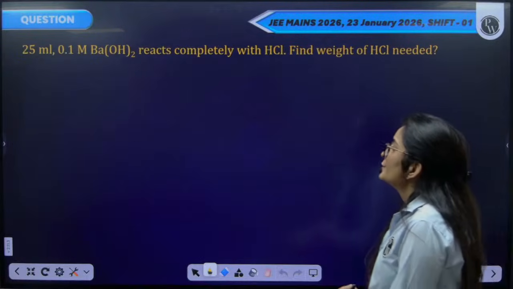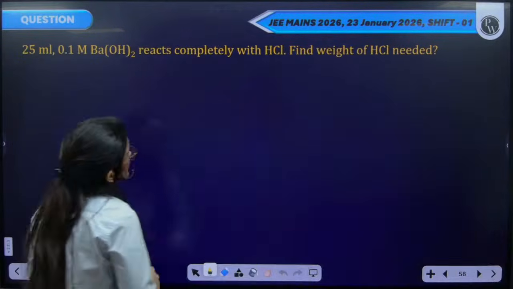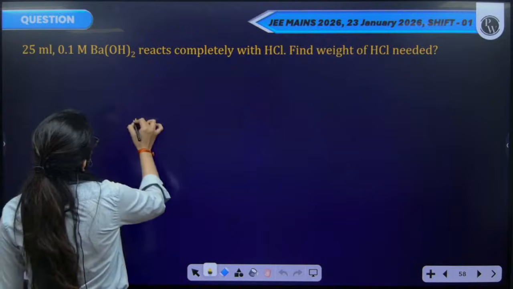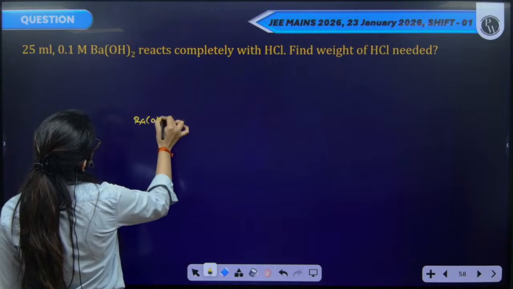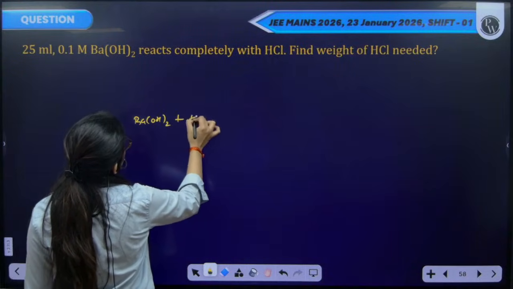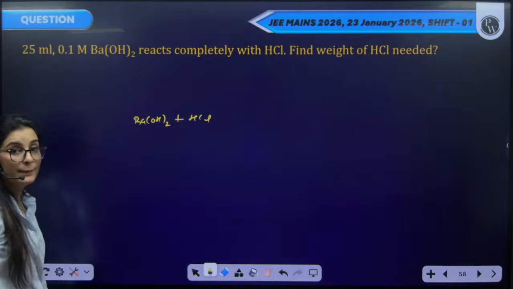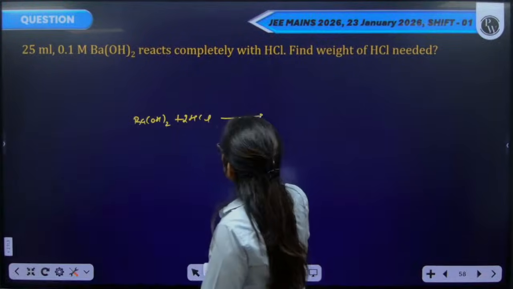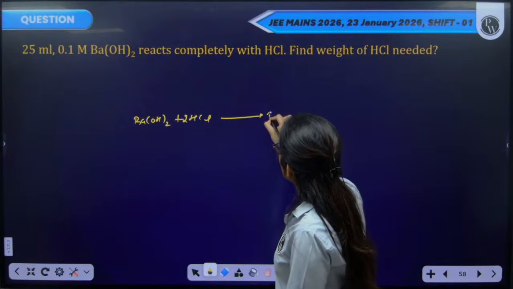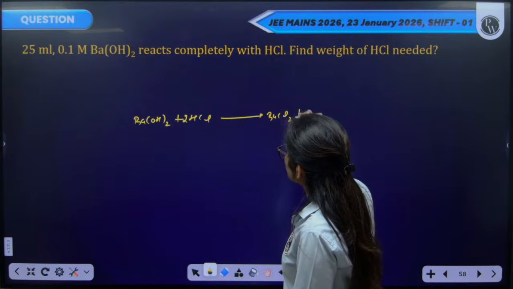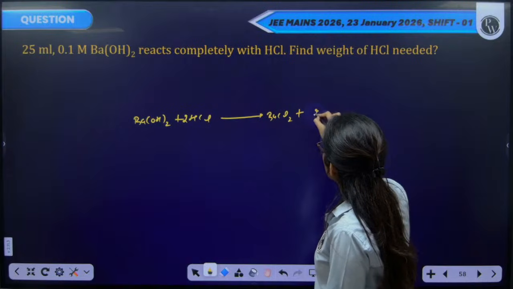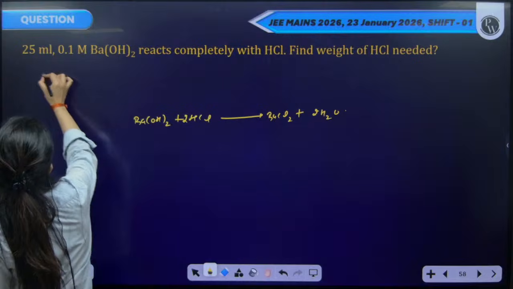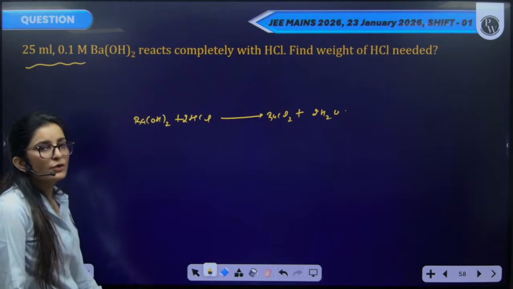Next, yeah, so this is basically a question given to you. It's directly from mole concept and a very easy question. Like if I say barium hydroxide has been given to you and it is reacting with HCl, and it reacts completely, so it will get converted into what? It will react with 2 moles of HCl and it will get converted into BaCl2, and then you can see there will be formation of 2H2O molecules. But it is mentioned in the question this is 25 ml and 0.1 molar.